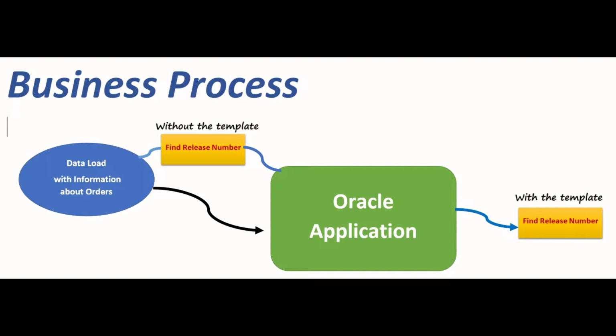Before we move on to the template, let's talk a little bit about business process. So we have a data load which has information about orders. We need to run this data load to import this information into Oracle application. For each order, Oracle application generates release number, and we need to find this release number.